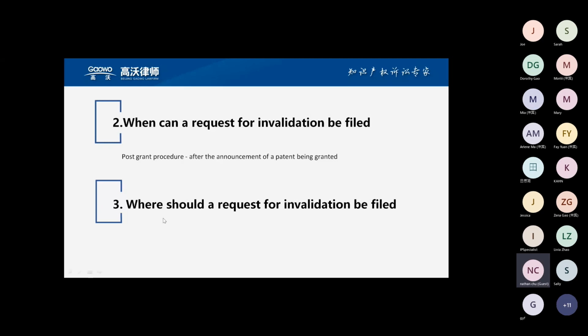Okay, so next, let's move on to the third question. The third question is about where a request for invalidation should be filed. In China, you can only file an invalidation request before the re-examination in the invalidation department of the patent office of the CNIPA. It's not like the USPTO. In the USPTO, the federal court also has jurisdiction to invalidate a US patent. But in China, only the patent office has the jurisdiction to invalidate a Chinese patent.